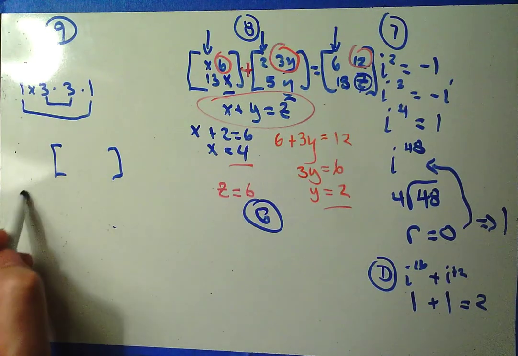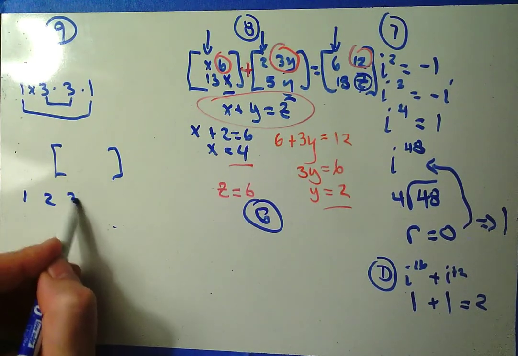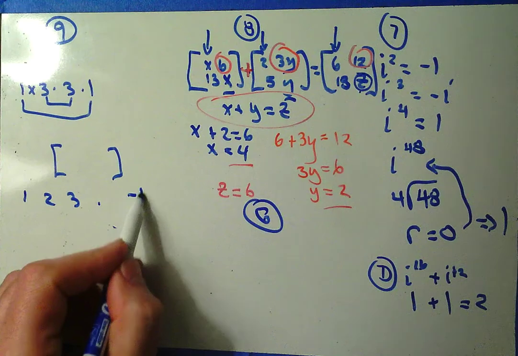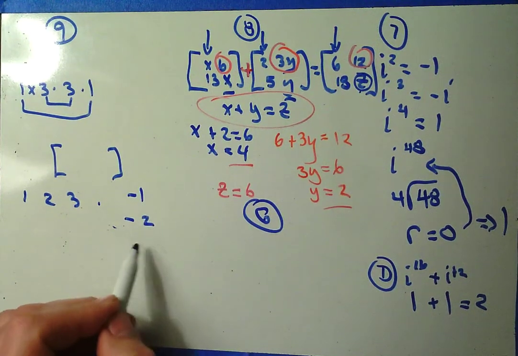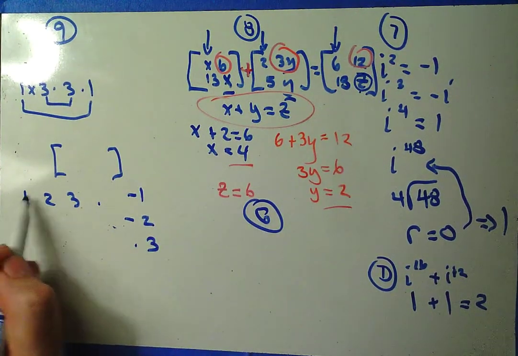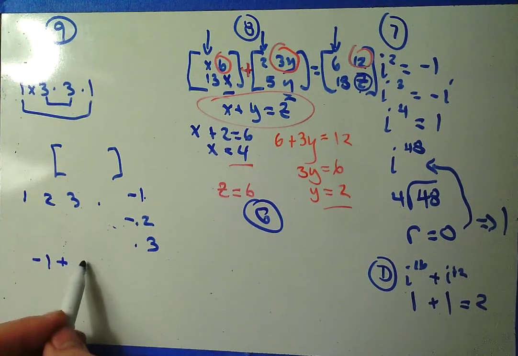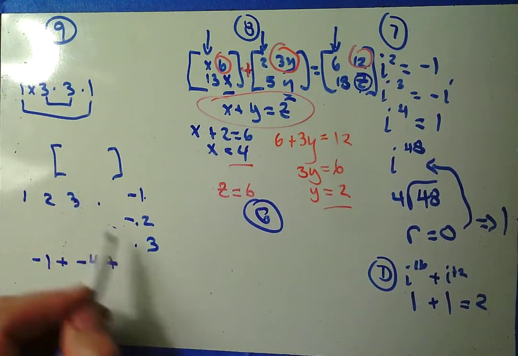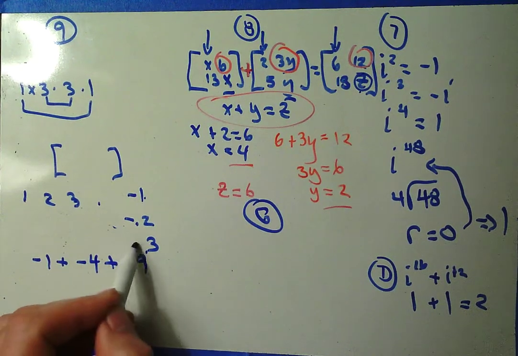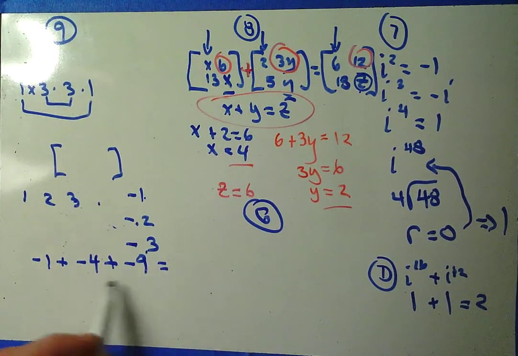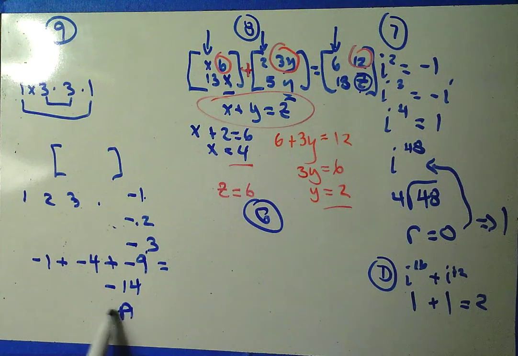So all I'm going to be doing is multiplying the row 1, 2, 3 times the column negative 1, negative 2, negative 3. So this times this plus this times this plus this times this. And so I end up with negative 14, or choice A. Choice A for number 9.